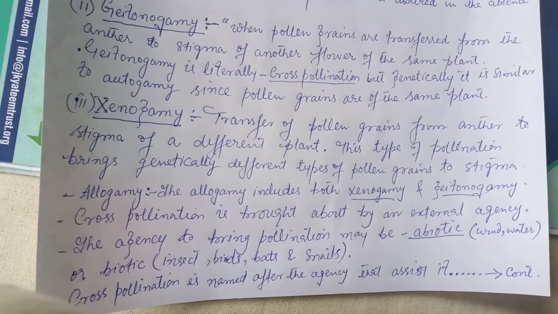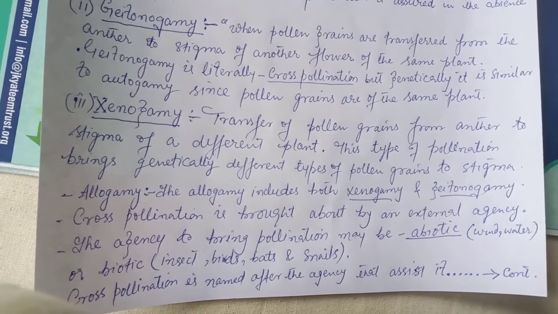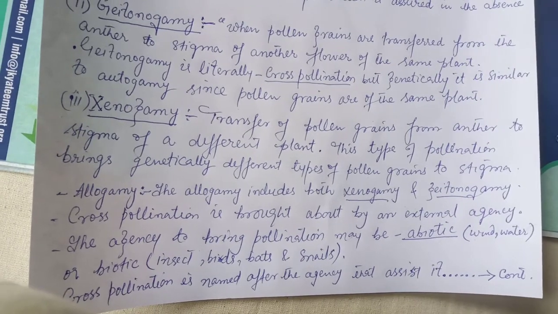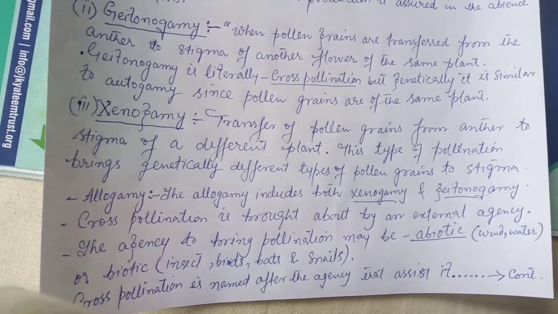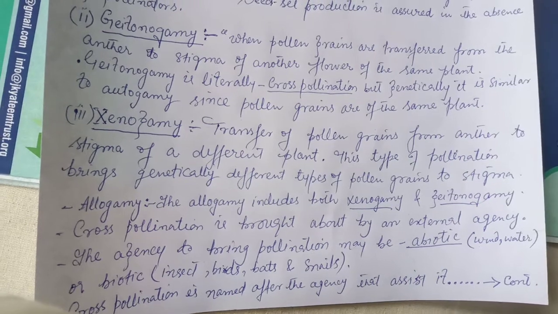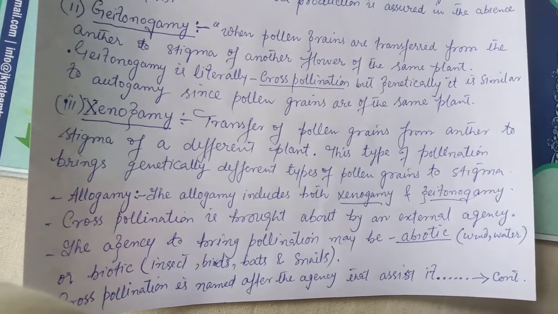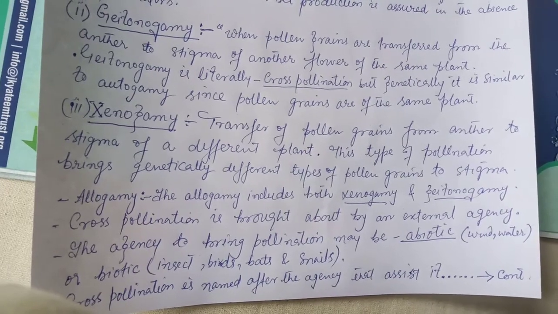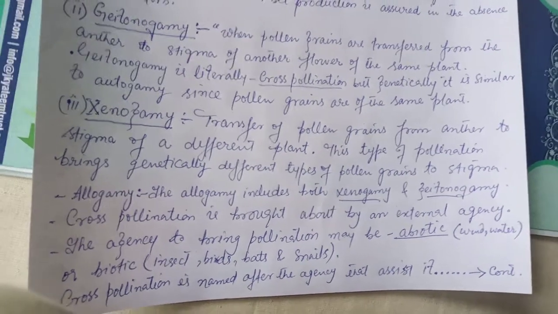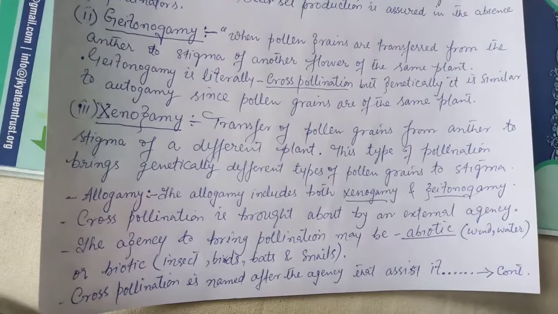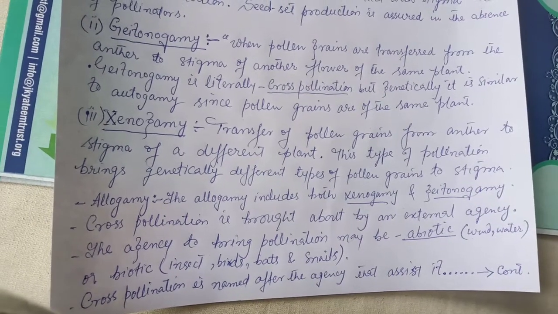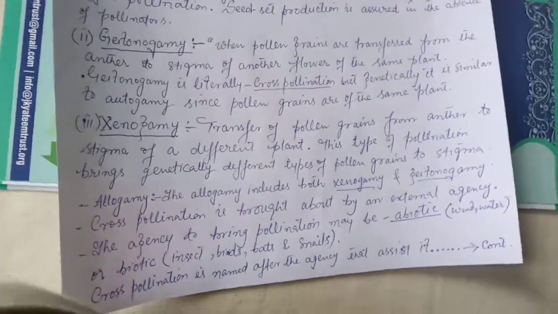The agency to bring pollination may be abiotic, in the case of wind or water, or it may be biotic, like insects, birds, bats, and snails, which act as the agents to bring about pollination. Cross-pollination is named after the agency that assisted, and we will discuss it later in detail, inshallah.